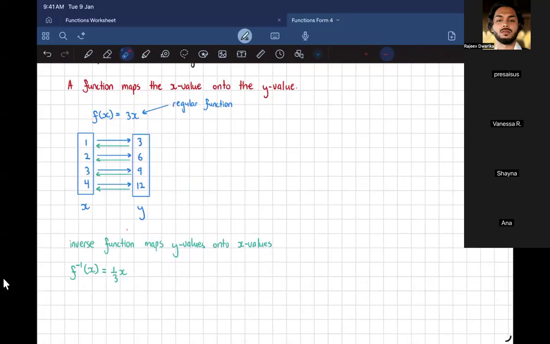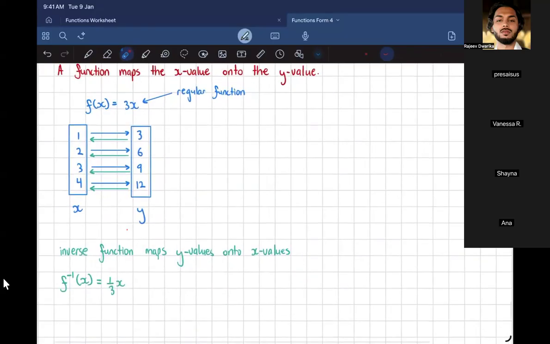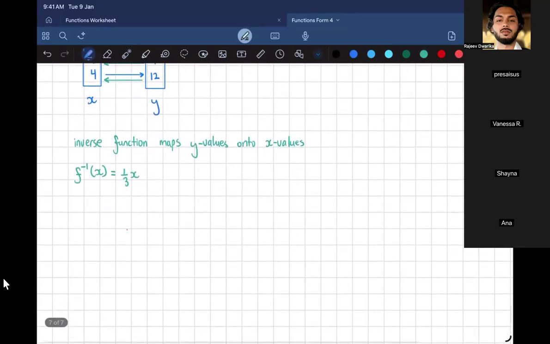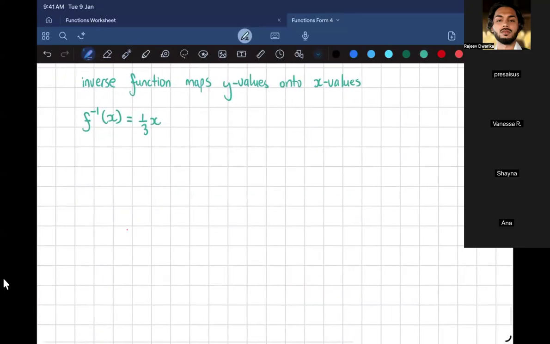Maps y onto x. Now let me show you the general steps to do it, because not all the functions are going to be as simple as 3x. I will send you notes immediately after class. So how would we find the inverse function?